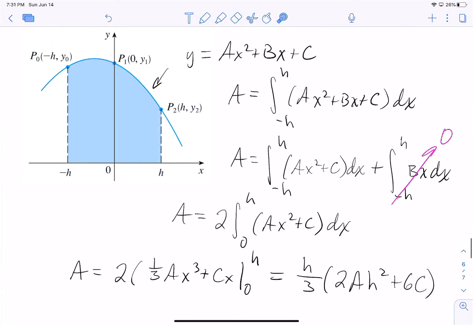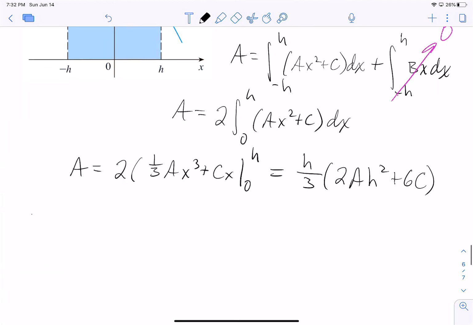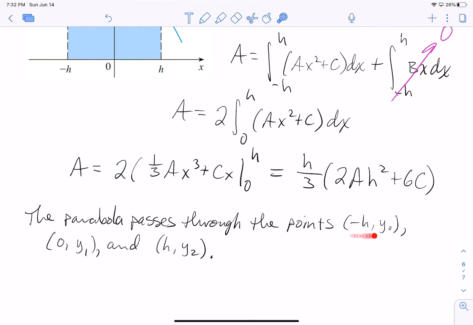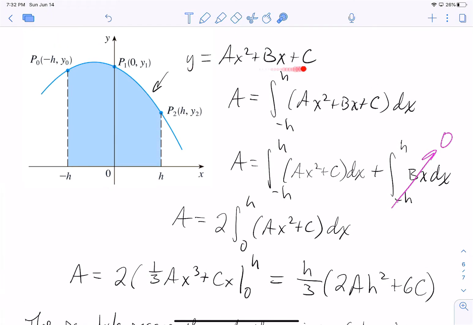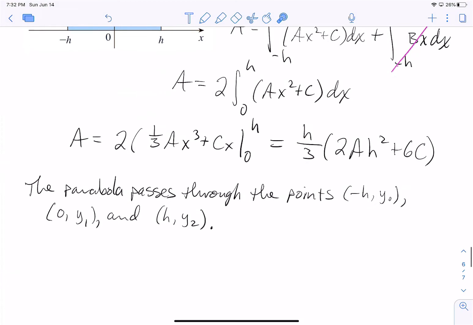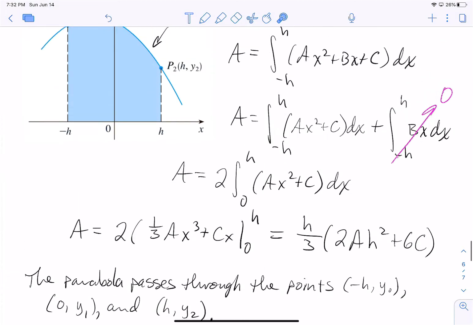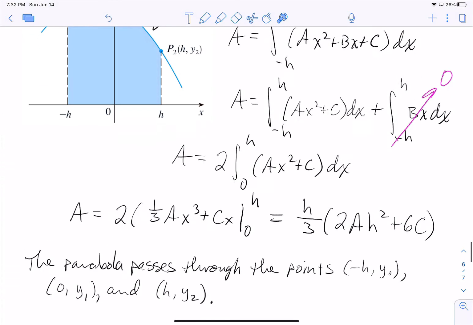We'll go back to our diagram here, and we see that the parabola passes through the points p0, which is negative h, y sub 0, p1, which is 0, y1, and p2, which is h, y2. We're going to use these points in the equation for the parabola, y equals ax squared plus bx plus c, and we're going to come up with another way to express the area under this curve.